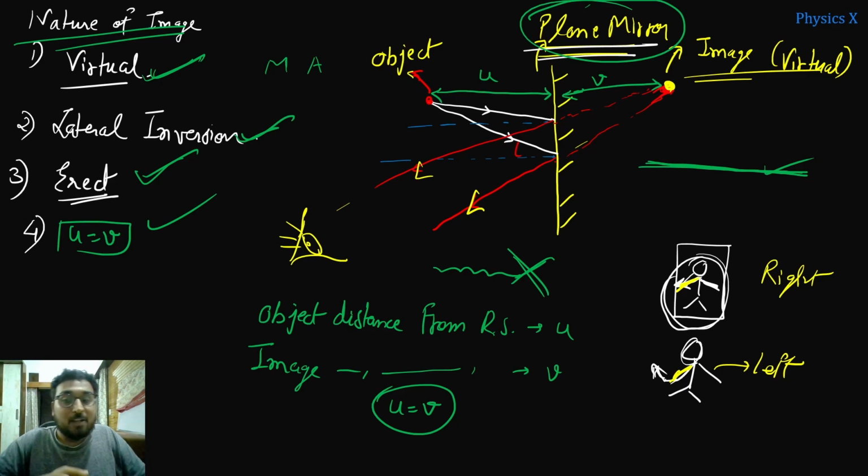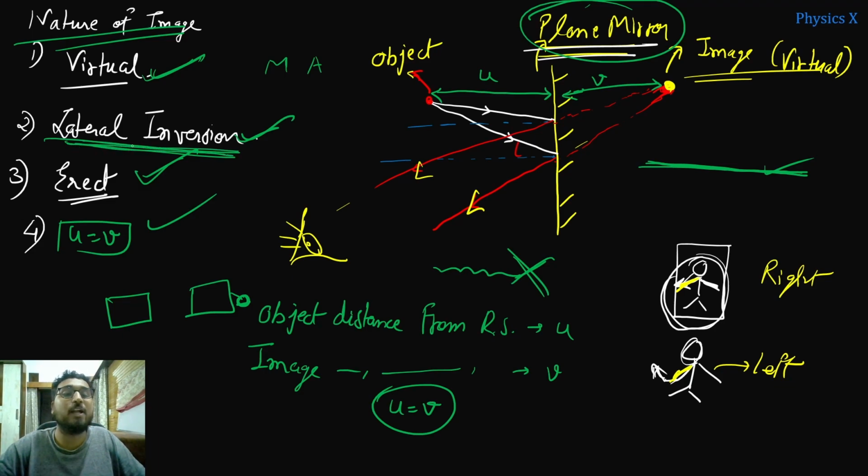So what will happen? Suppose this is the ambulance and this is the vehicle in front of it. In its rear view mirror, there will be lateral inversion. You have understood that there will be lateral inversion. That means the right will appear as the left and vice versa. That is, left will appear right and right will appear left.